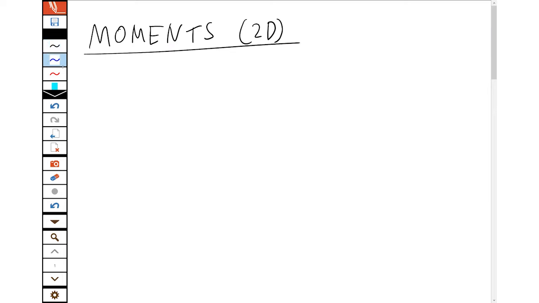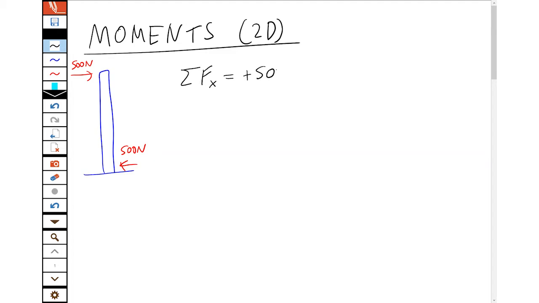Well, let's have a look at a situation. Let's say we've got a tall tower, and at the top we have a 500 Newton force to the right, and at the bottom we have a 500 Newton force to the left. Looking at the force equations, the sum of all the horizontal forces is plus 500 to the right at the top, minus 500 to the left at the bottom, is equal to 0. And that's a condition for equilibrium.